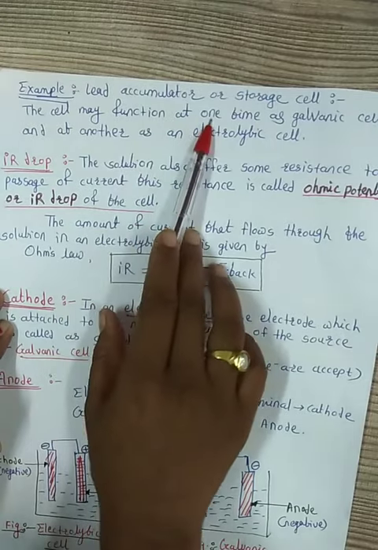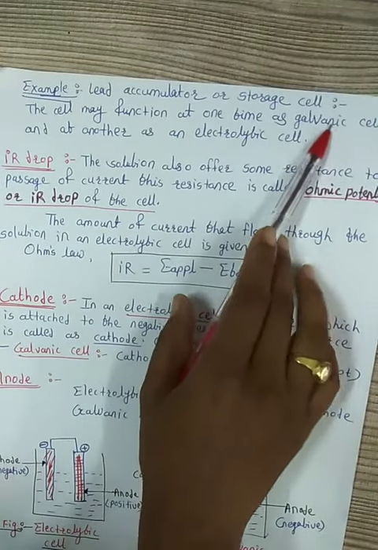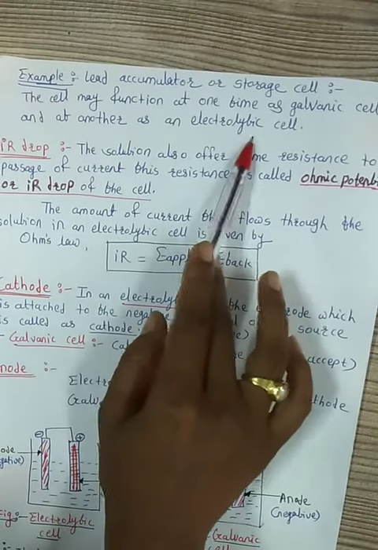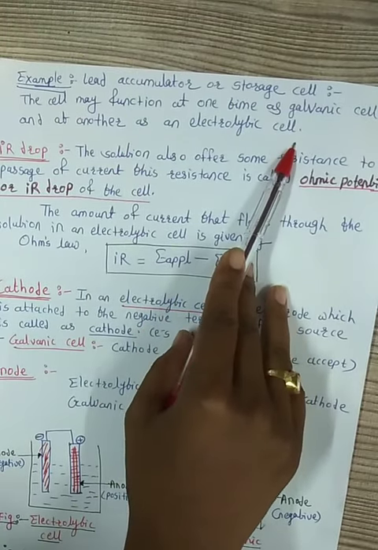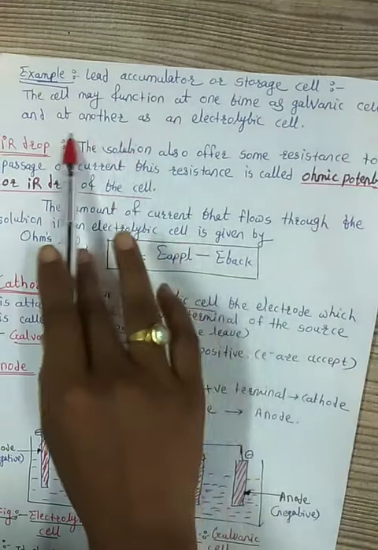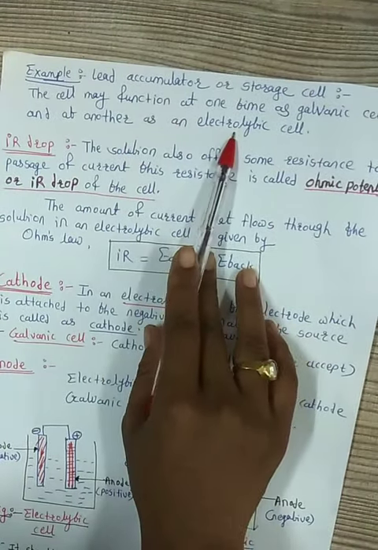The cell may function at one time as a galvanic cell and at another as an electrolytic cell. Meaning they can be changed: one time it acts as a galvanic cell and another time it acts as an electrolytic cell.